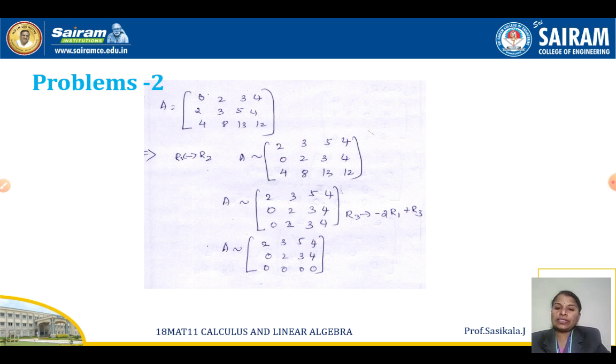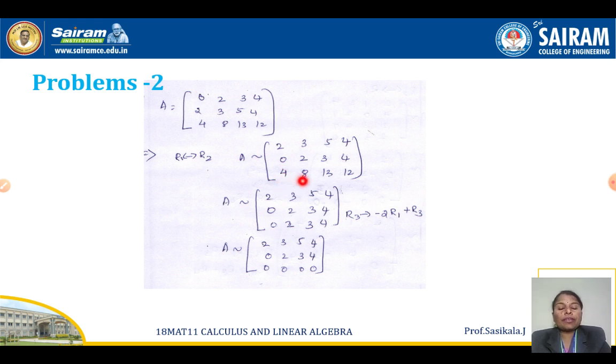Better we can interchange by using the elementary transformation. Interchange any two rows, isn't it? What it has done is the operation R1 implies R2. So it is interchanged. A implies 2, 3, 5, 4, 0, 2, 3, 4, 4, 8, 13, 12. Okay. So interchange and the remaining third row remained the same. Now, what is that? The second row, first element is already 0. So what you have to do?